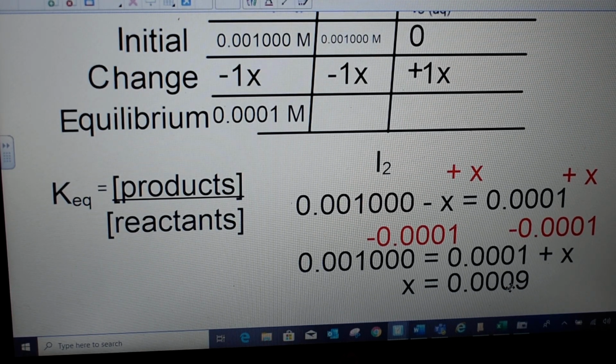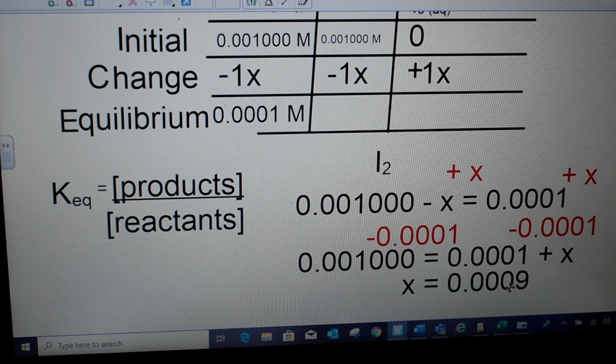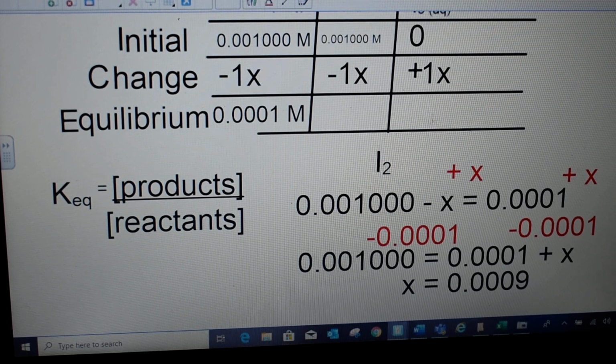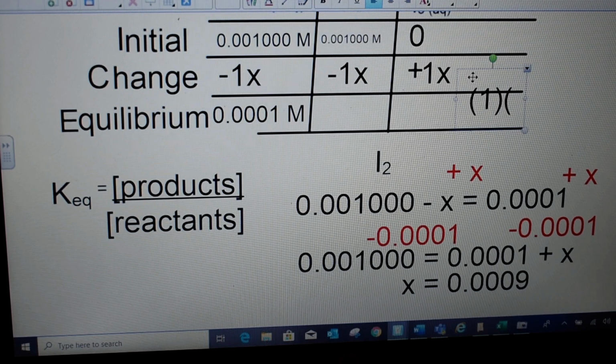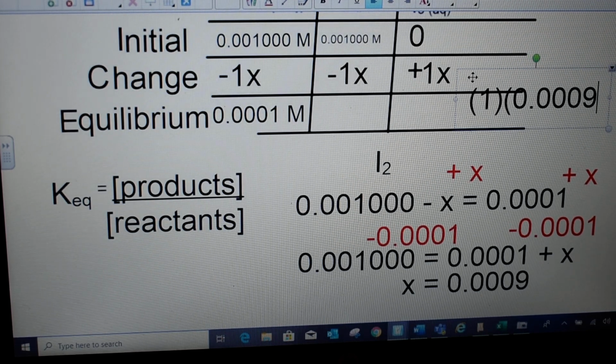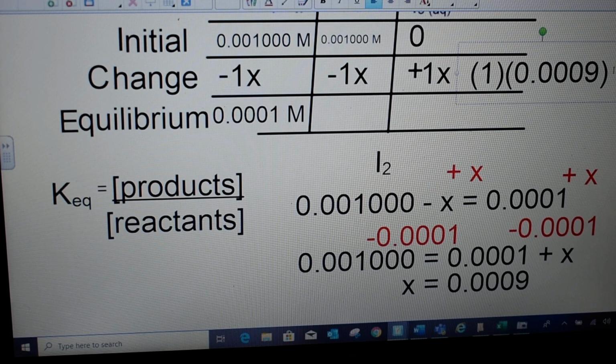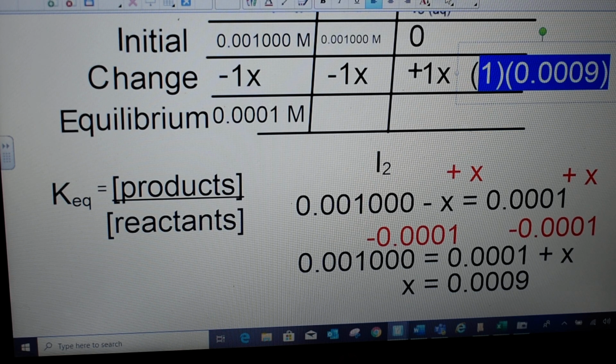But anyway, we had just reached the value of x, and you're probably seeing exactly what you're going to do with that x now. You're going to substitute the x up here. So we're going to have 1 times the value of x. That's what is now going in here.